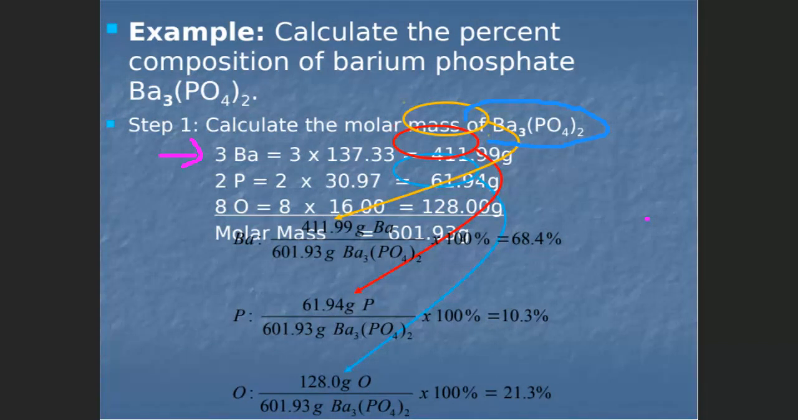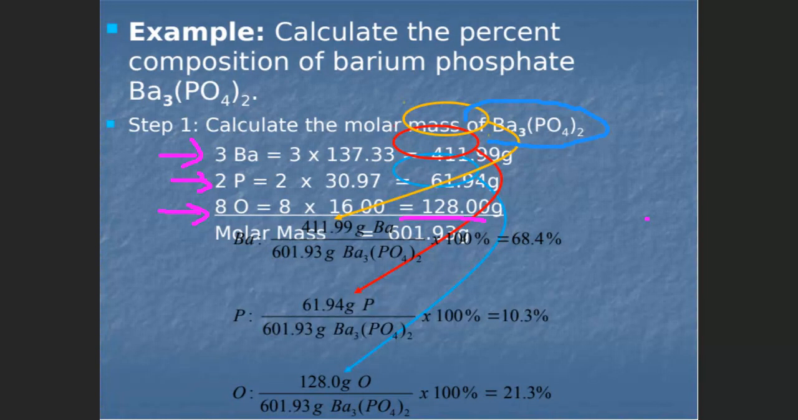So here we have (PO4) with 2 outside the parenthesis. That means we have 2 phosphorus here. Then 4 times 2 oxygen is 8 oxygen. So we have to calculate the mass of 8 oxygen. Then we will find the total molar mass.